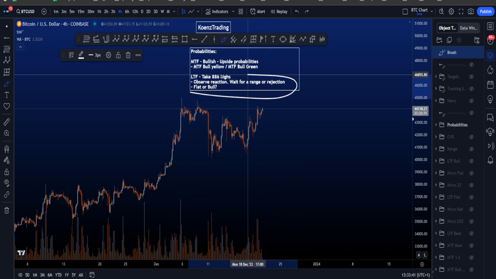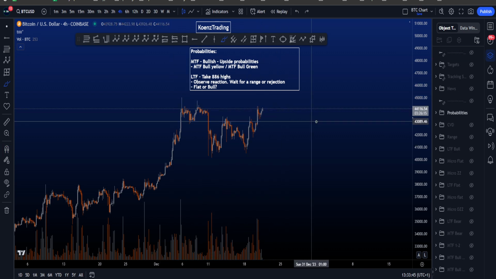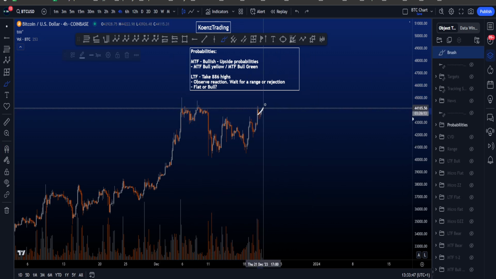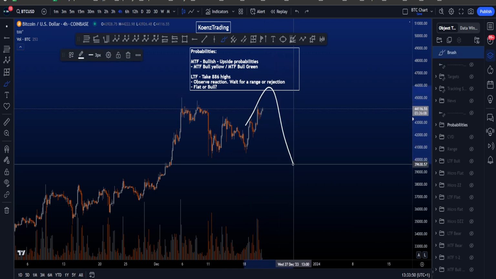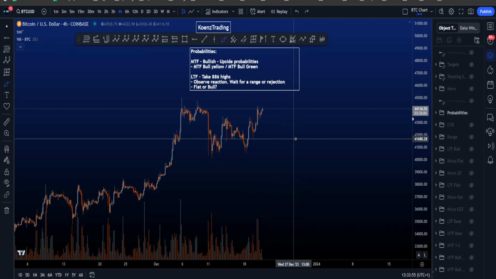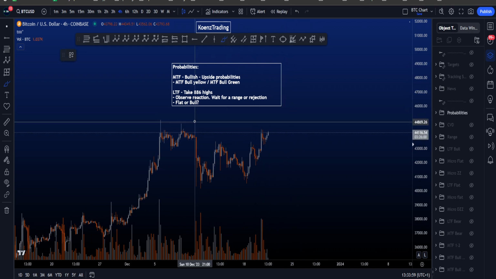And then we have to also observe the reaction. If price can take these highs, what happens? Are we going to have the bullish scenario in continuation, or are we going to look for a potential flat and a move to the downside to take these lows and look for support areas below, right? That is something that we have to wait and see based on the reaction.